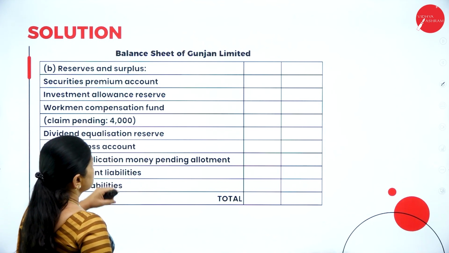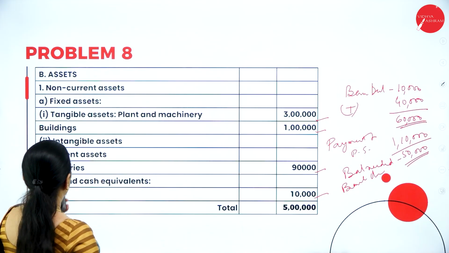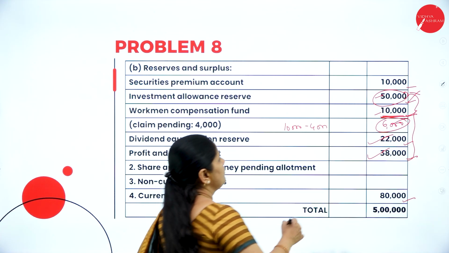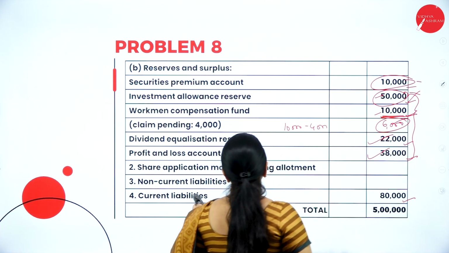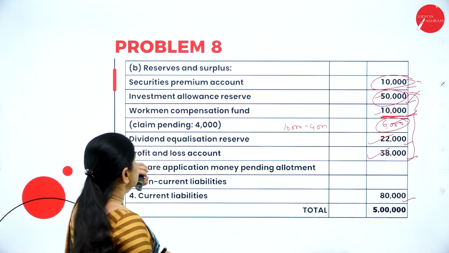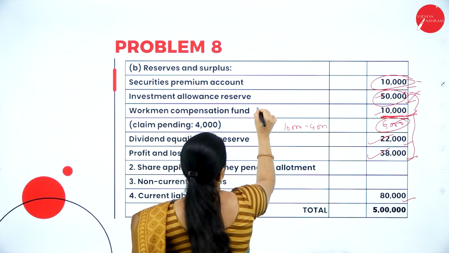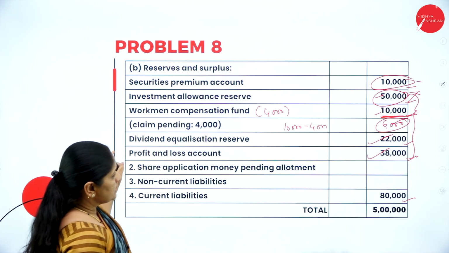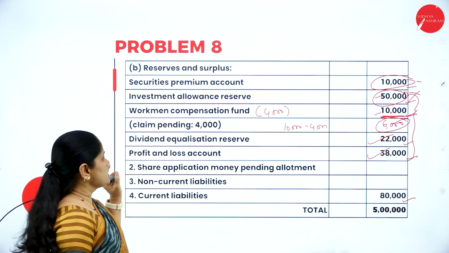Next, securities premium account. If you can see the balance given in the balance sheet, securities premium account 10,000 we have made use of, so this balance is nil now. Then we have the investment allowance which will be maintained as it is. Then workman compensation, there is a claim of 4,000, so this claim of 4,000 we have to mention. Dividend equalization reserve is gone. Profit and loss account also is gone.